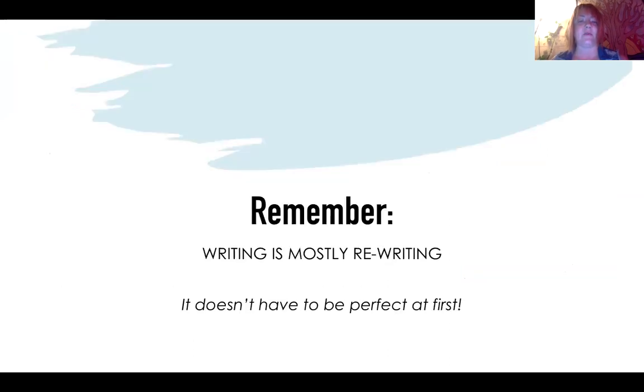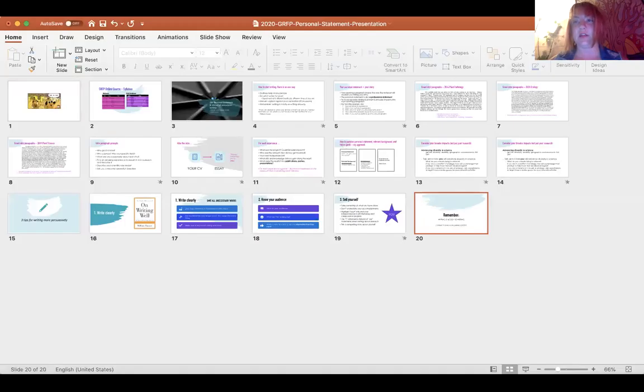And just finally remember that writing is mostly rewriting. So it doesn't have to be perfect at first. And yeah, part of this class is me helping you edit your essays and making them better. So it's just important at this stage to get stuff done, get some words on paper, and then we can work on making it perfect. So that is my presentation, and it ended up being a little bit faster than I thought, but that's okay.